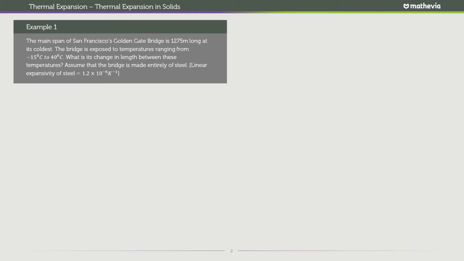Okay, so what we're asking now is from minus 15 degrees Celsius, if it's heated up to 40 degrees Celsius, what will be the change in length? Assuming the bridge is made entirely of steel, and we're given the linear expansivity of steel as 1.2 times 10 to the power of minus 6 per Kelvin. Okay, per Kelvin, that's the unit for expansivity. And we just go ahead and solve.